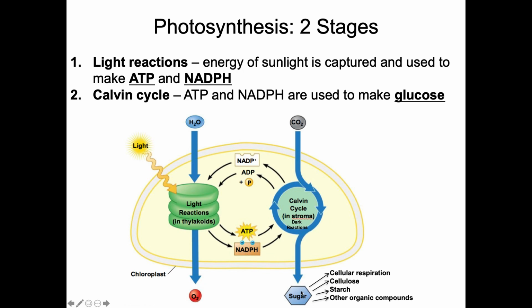So ultimately, you have this sugar or glucose that can be used for cellulose, the plant cell wall, starch, cellular respiration, because remember, plants have mitochondria, so it can make ATP. And then you can also make other organic compounds such as lipids. So that is the gist of photosynthesis.